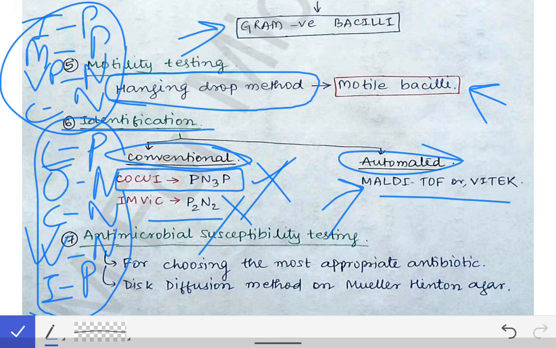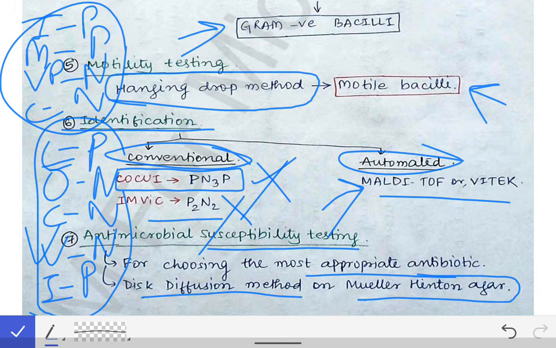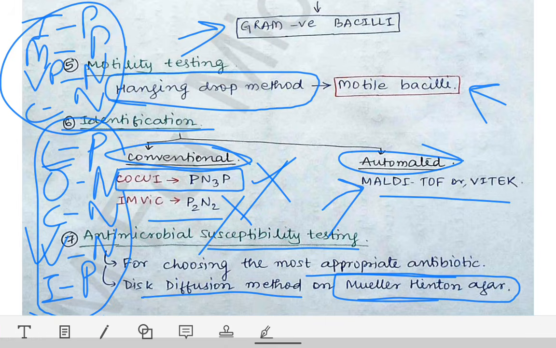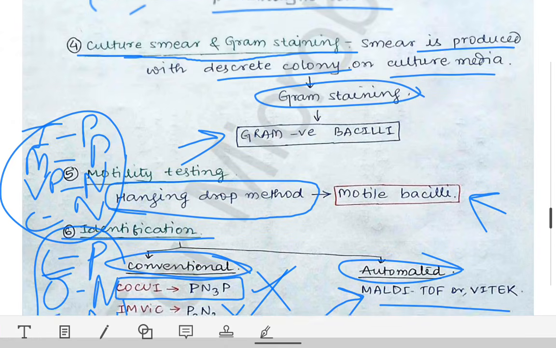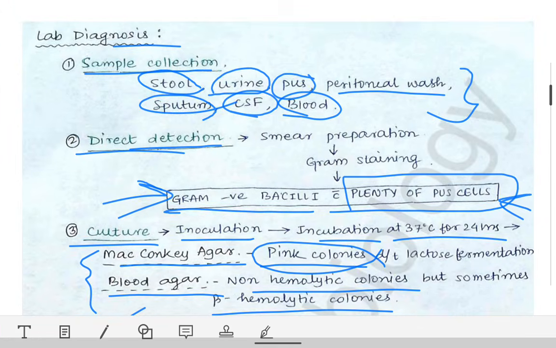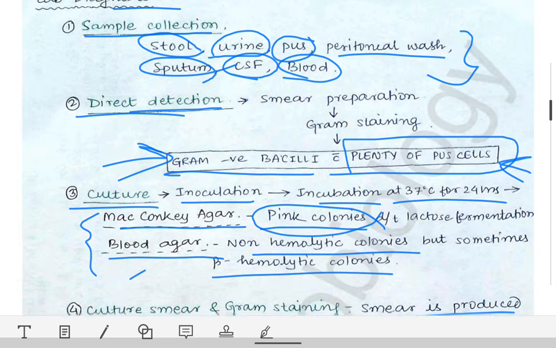And then you have to write about antimicrobial susceptibility testing, which is done for choosing the most appropriate antibiotic to which the E. coli is most susceptible. This is done by the disk diffusion method on Mueller Hinton agar. I have described antimicrobial susceptibility testing in general microbiology. So that's all for the diagnosis of E. coli. By writing these 6 to 7 points, you will fetch very good marks. That's all for the lab diagnosis of E. coli.